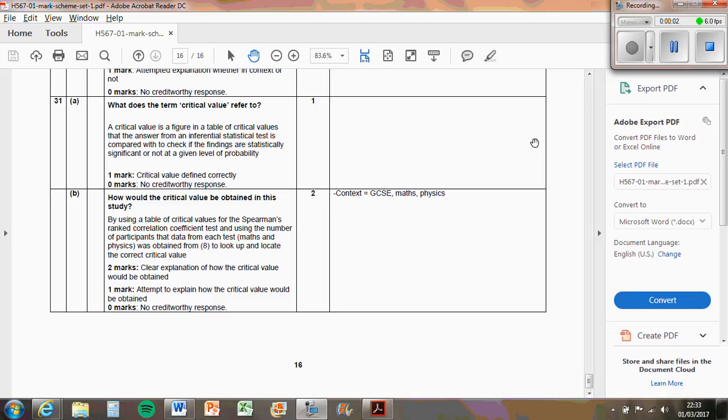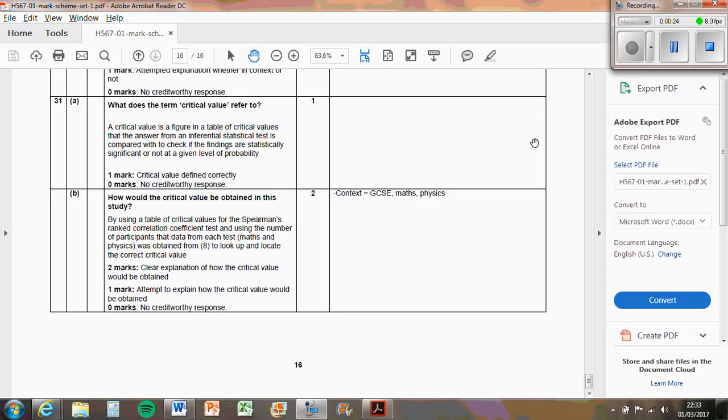And then the final two questions are about critical values. So a critical value is a figure in a table of critical values. I'm just laughing at that because it's just ridiculous, isn't it? A critical value is in a critical value table that the answer from an inferential statistical test is compared with, so the observed value is compared with it, to check if the findings are statistically significant or not.